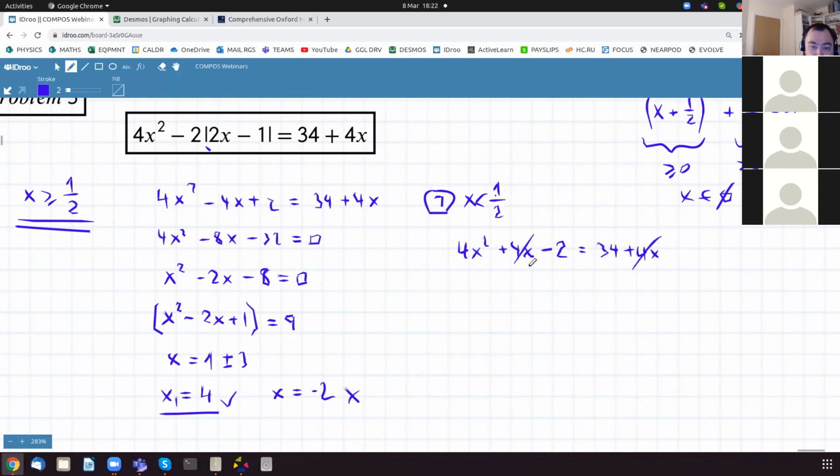4x cancels, and we get 4x squared equals 36. X squared equals 9. X is plus or minus 3. Now, once again, we look at the limitation. The limitation is x has to be less than a half, so x is minus 3. x2 is minus 3. So these are the two roots of the equation.